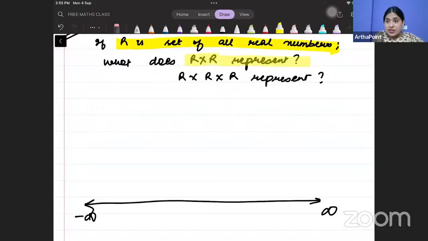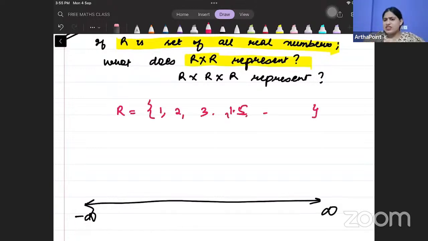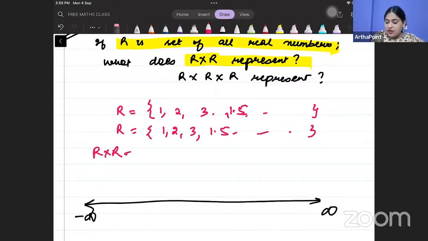I'm making a Cartesian product. So suppose R has elements 1, 2, 3. These are all elements of R. 1.5, 1.7, these are all elements of R. The other R will also have the same elements. So R cross R will be 1, 1, 1, 2. Elements like these will form R cross R.